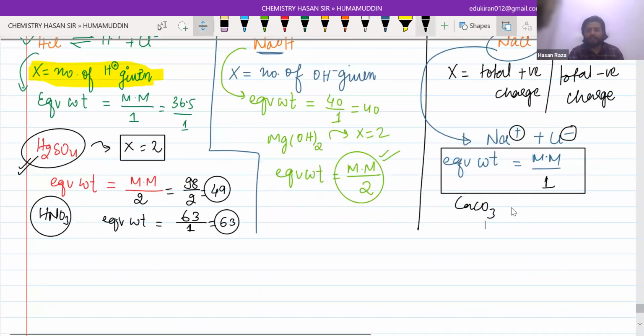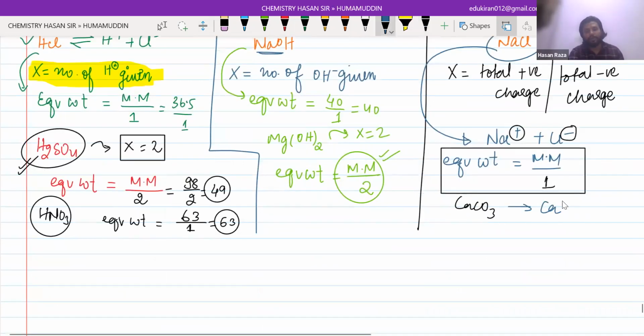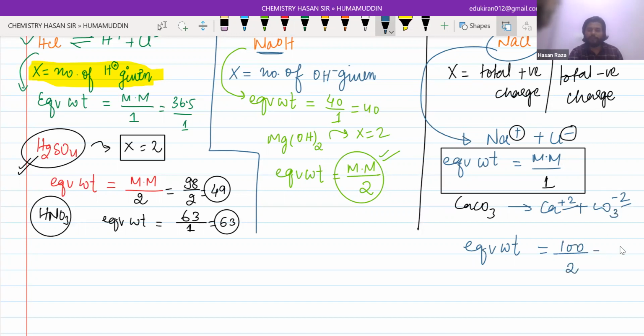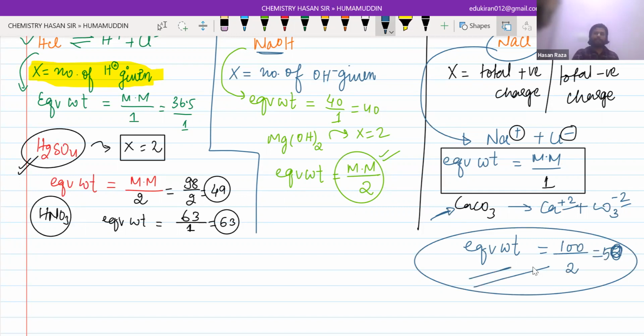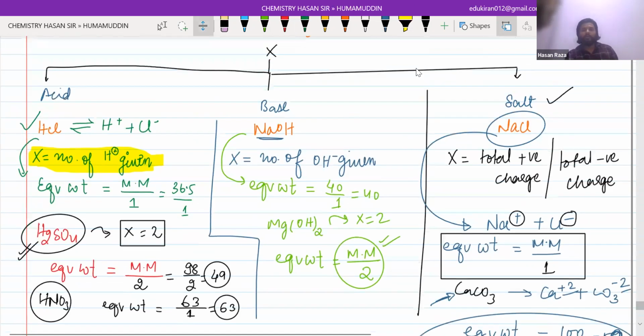Now you can see CaCO3 is there. If you dissociate it, calcium will go as +2 and carbonate as -2. To calculate the equivalent weight, you know the molar mass of CaCO3 is 100, and you can take either charge, they will both be similar. The equation must be balanced. So it will be 50, right? This is how we calculate equivalent weight. Okay, please do write it.